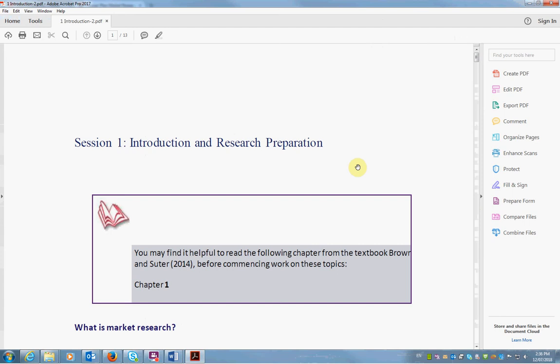And the point of research basically is that in order to succeed in business, you need to understand your customers. You need to give them what they want. You need to tailor your offerings to customer needs and wants.